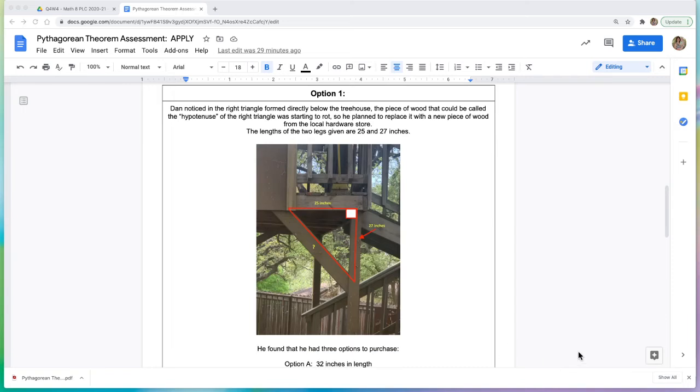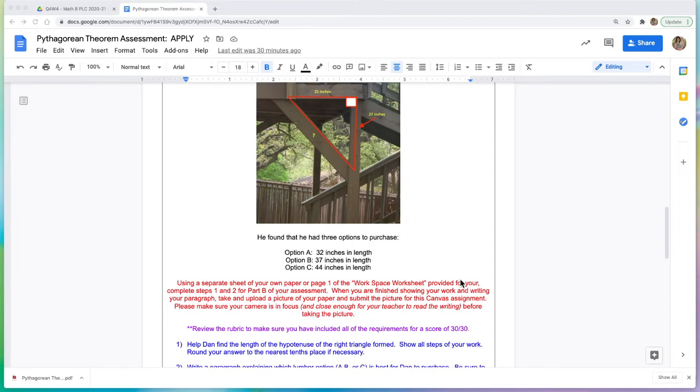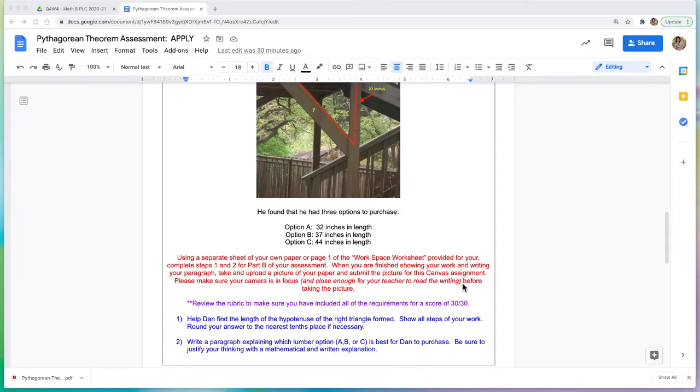So let's look at the first option. Dan noticed in the right triangle formed directly below the treehouse, the piece of wood that could be called the hypotenuse, which is this one here, was starting to rot. So he planned to replace it with a new piece of wood from the local hardware store. The lengths of the legs given are 25 inches and 27 inches. When he went to the hardware store, he found that he had three options to purchase. Option A, 32 inches, option B, 37 inches, and option C, 44 inches.